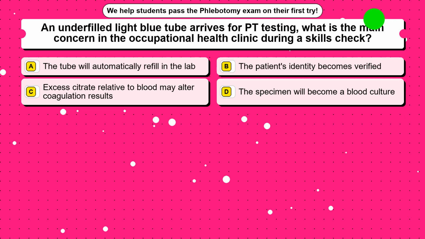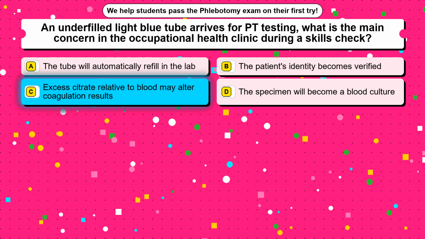Question 95. An underfilled light blue tube arrives for patient testing. What is the main concern in the occupational health clinic during a skills check? Option A. The tube will automatically refill in the lab. Option B. The patient's identity becomes verified. Option C. Excess citrate relative to blood may alter coagulation results. Option D. The specimen will become a blood culture. The correct answer is option C. Excess citrate relative to blood may alter coagulation results.